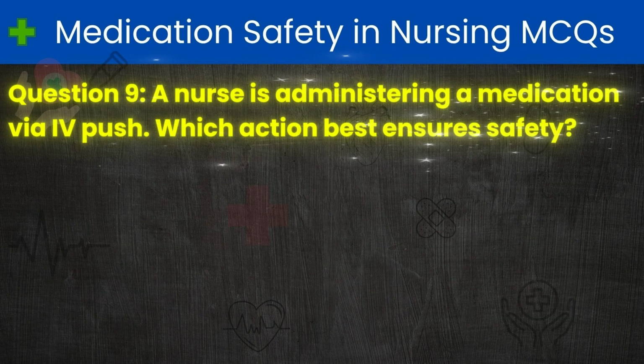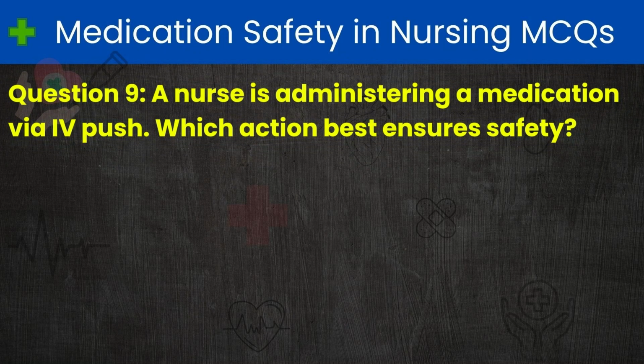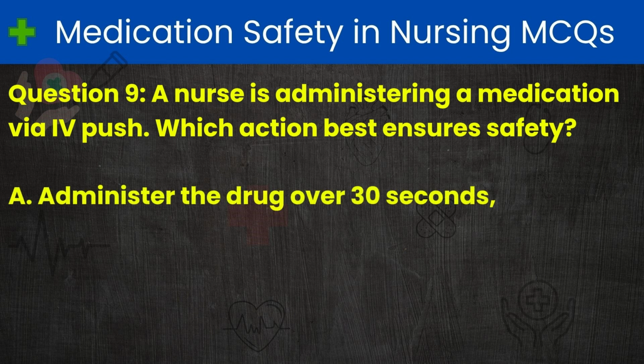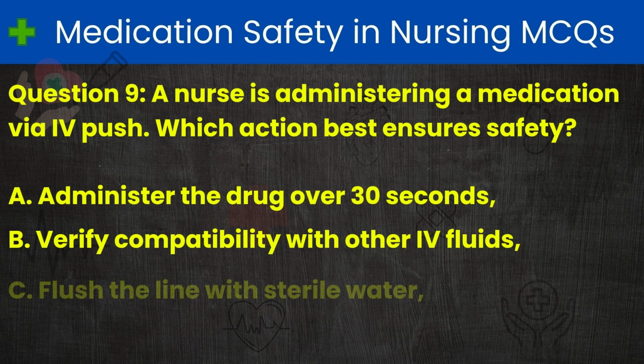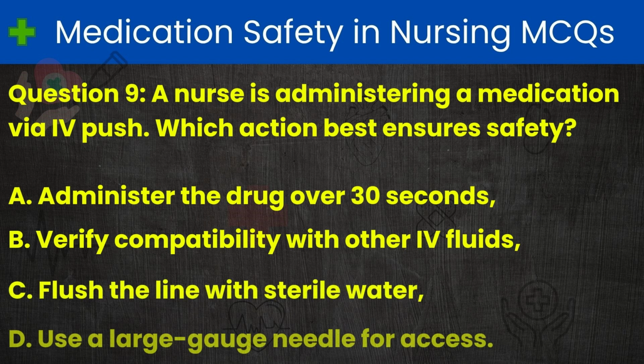Question 9. A nurse is administering a medication via intravenous push. Which action best ensures safety? A. Administer the drug over 30 seconds. B. Verify compatibility with other intravenous fluids. C. Flush the line with sterile water. D. Use a large gauge needle for access.